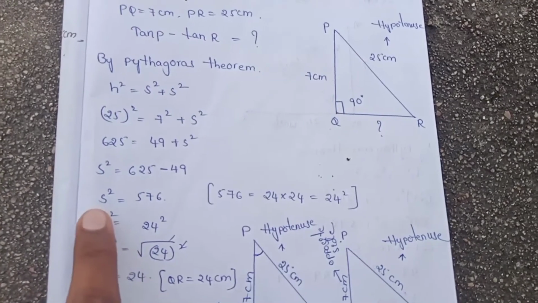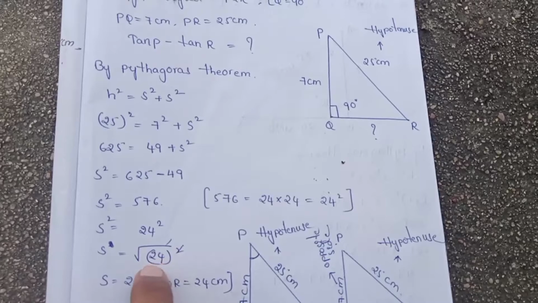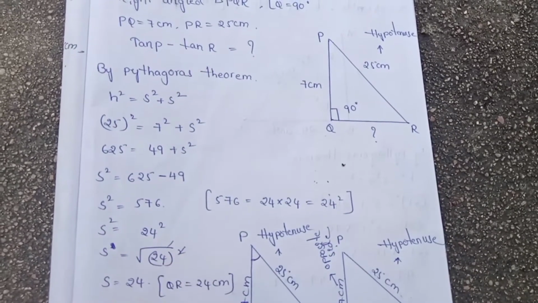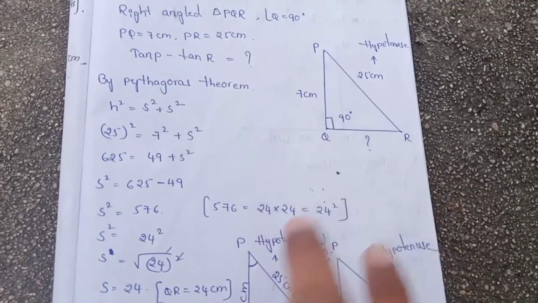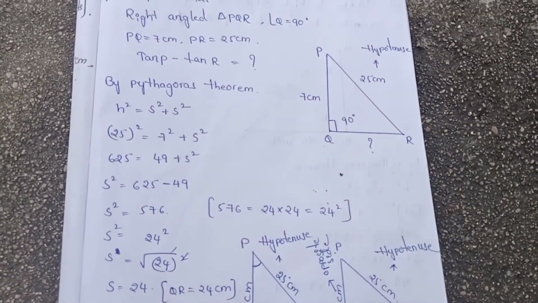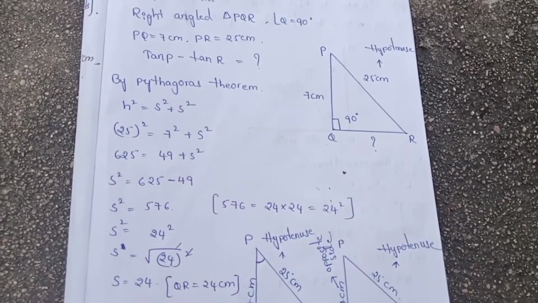See, side square is equal to 24 square. Side is equal to, if the square goes to the RHS, it becomes a root term. Root of 24 whole square. Square root cancels. Side is equal to 24. What is the side here? QR. One side we have found out right now. So QR is equal to 24 centimeter.